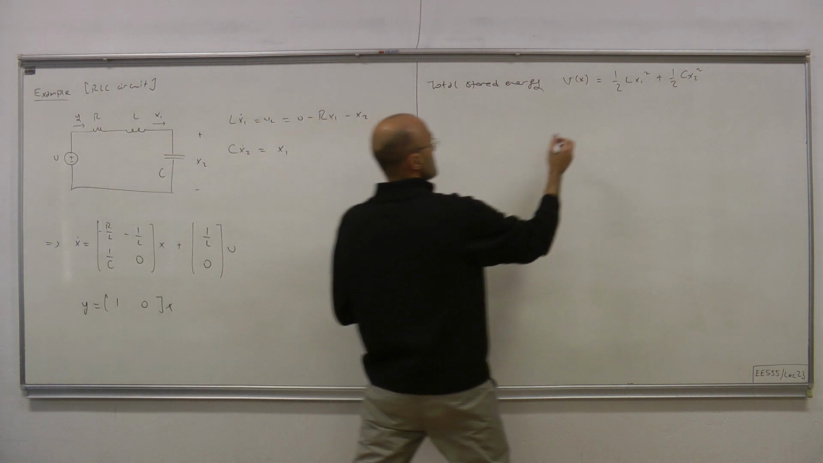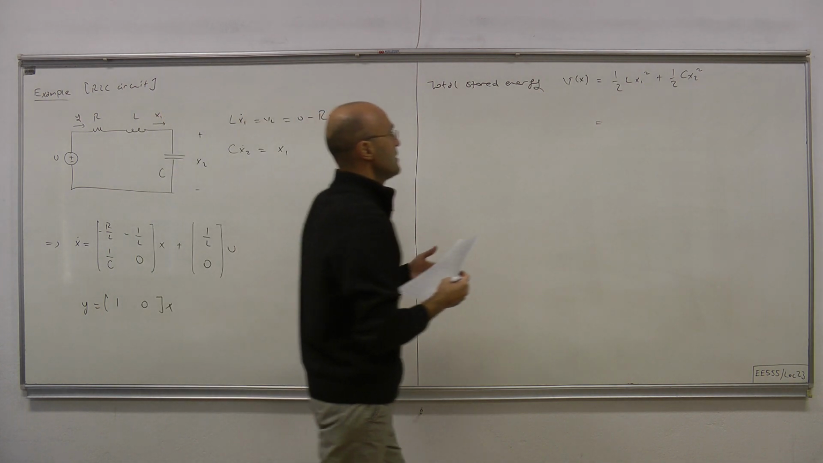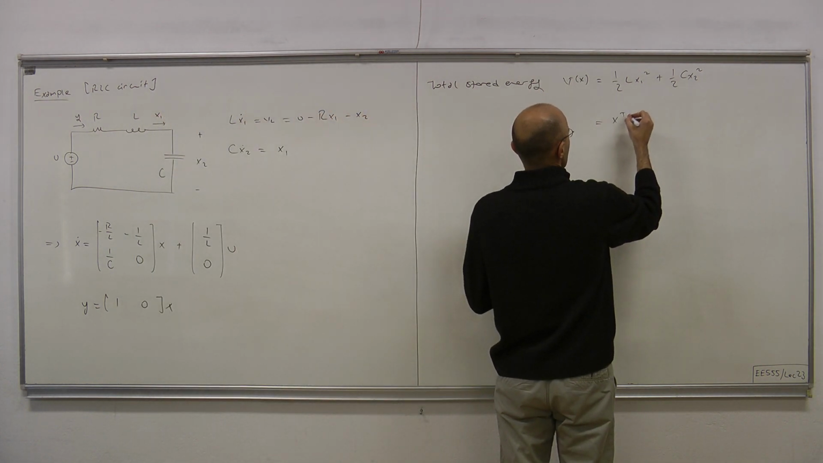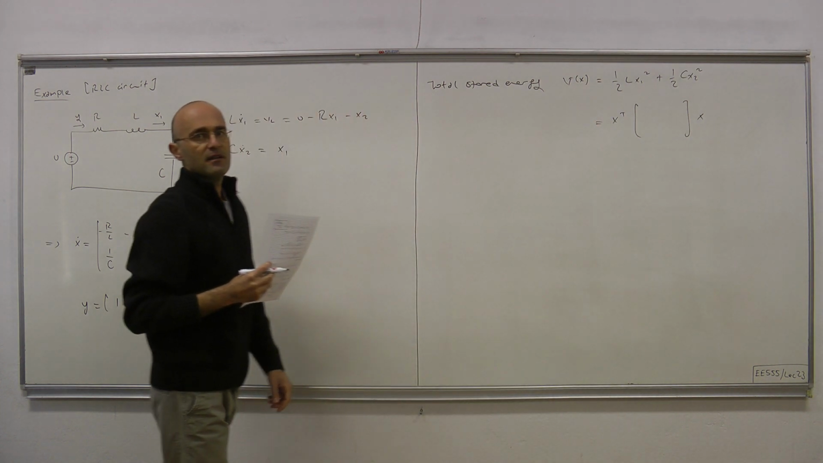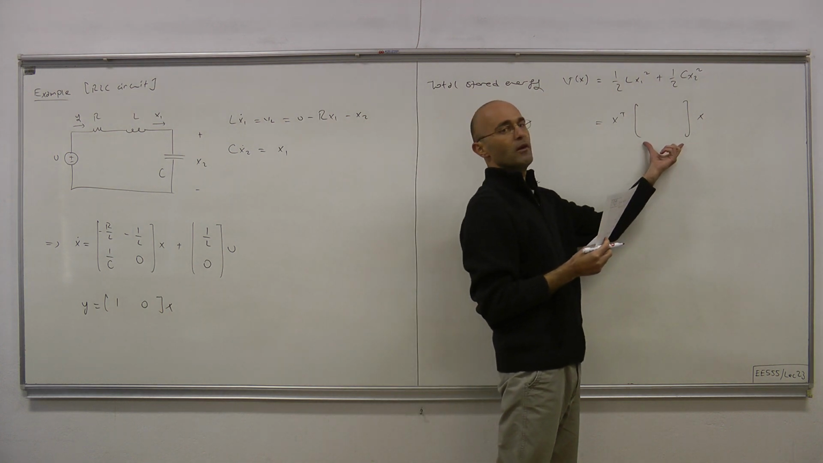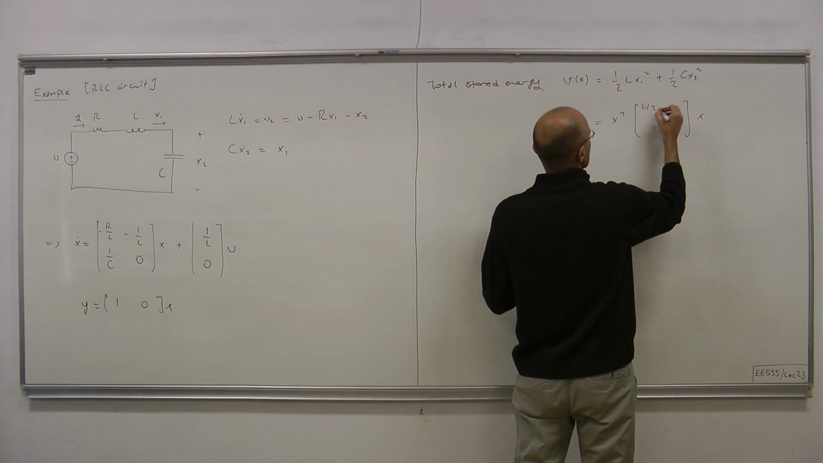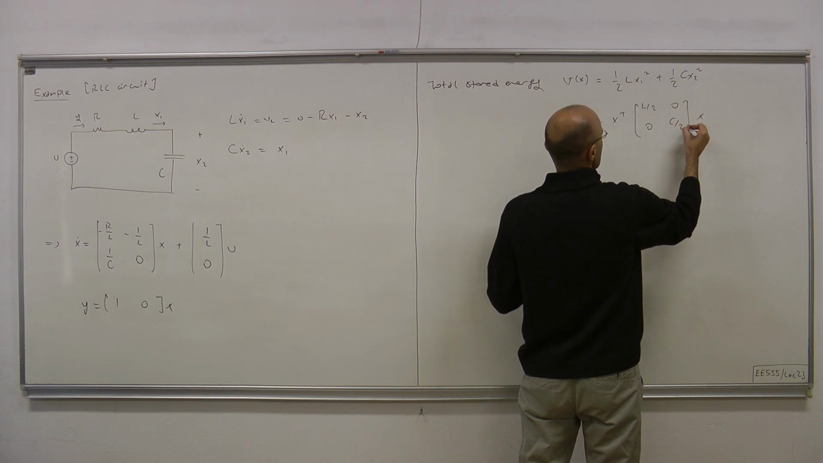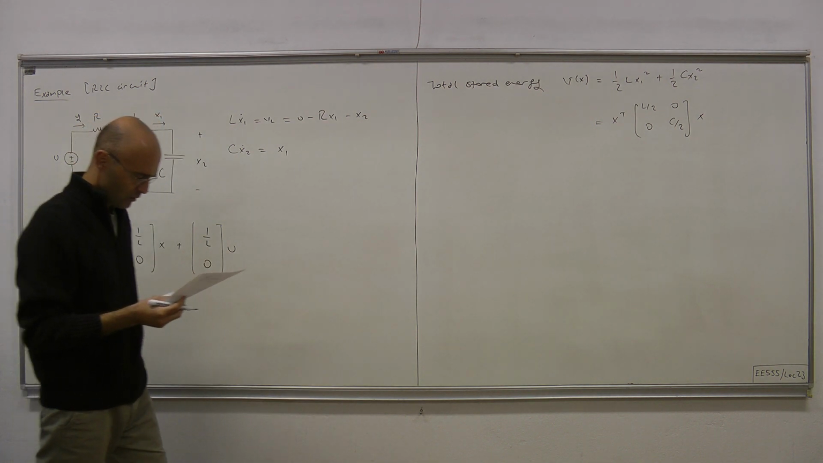Now this is a quadratic function, and it can be written as x transpose times a symmetric positive definite matrix times x. Usually we call this matrix P. In this case, our P is L over 2, 0, 0, and here we have C over 2. It's a diagonal matrix.